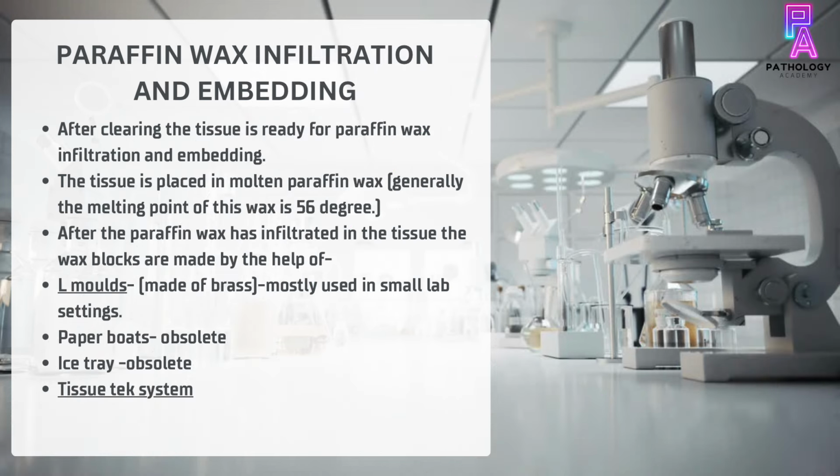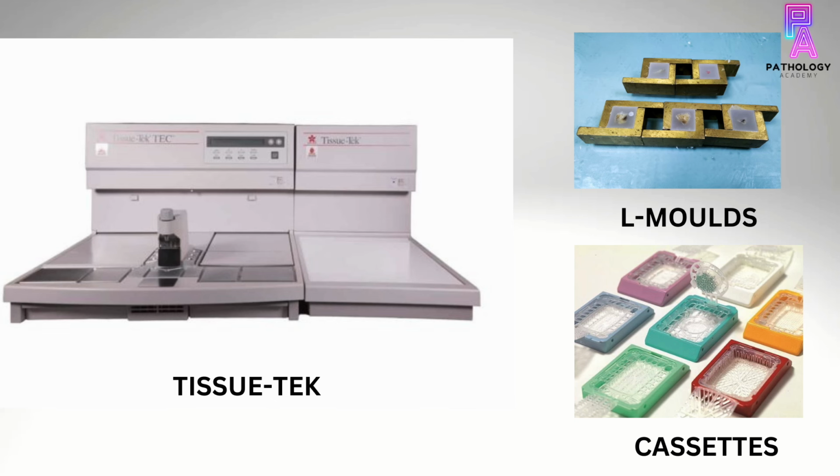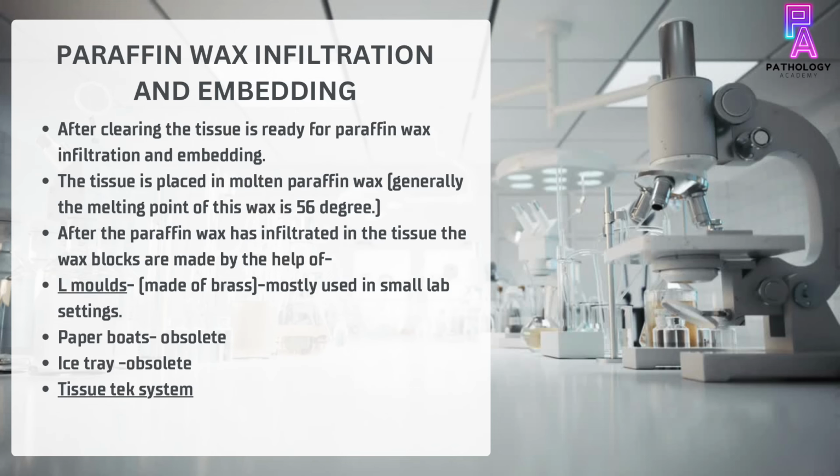Coming to the step of paraffin wax infiltration and embedding. After clearing, the tissue is ready for paraffin wax infiltration and embedding. For this, the tissue is placed in molten paraffin wax, generally having a melting point of 56 degrees. After the paraffin wax has infiltrated the tissue, the wax blocks are made with the help of L molds or nowadays using the Tissue-Tek system.